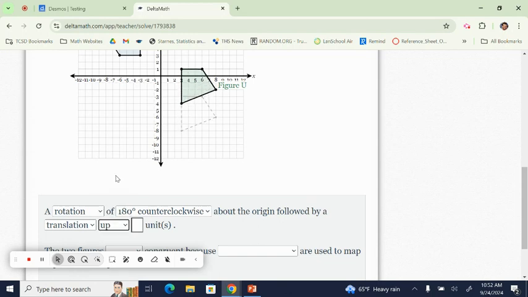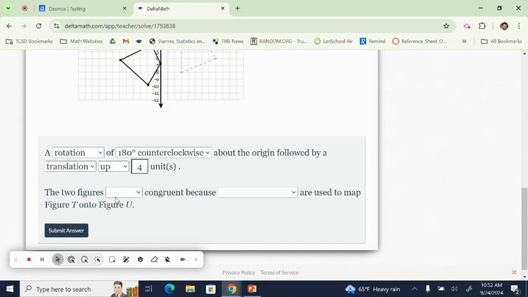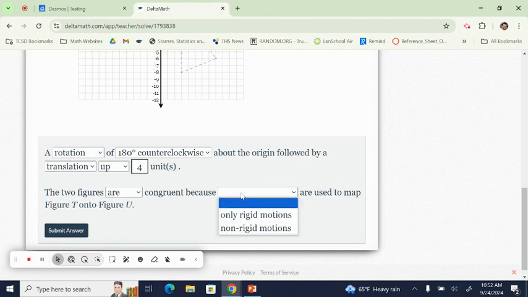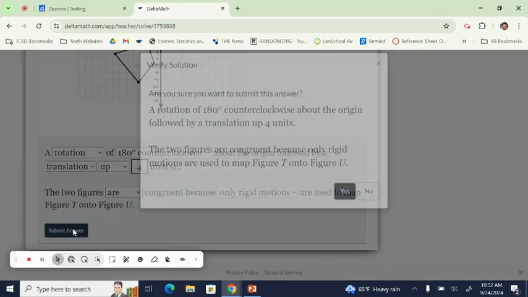Well, I just count to see how many squares it takes to get the corresponding vertices on top of each other. So if I go here, I go 1, 2, 3, 4. 4 units up. So these two figures will be congruent. They are congruent because a rotation and a translation are rigid motions. And we are done.